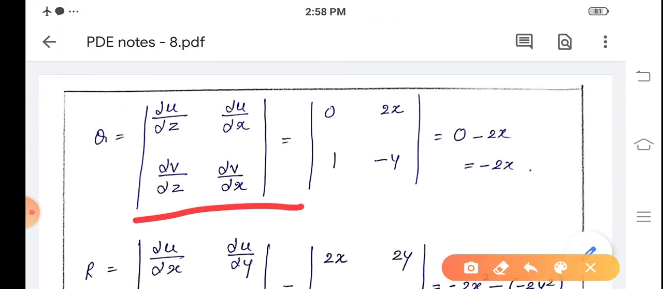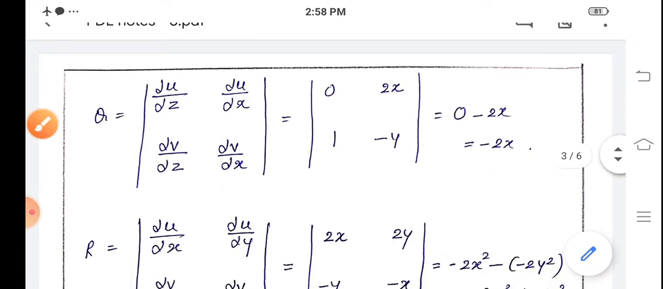Next, we are finding Q value. Q is given by determinant dou u by dou z, dou u by dou x, dou v by dou z, dou v by dou x. That is determinant 0, 2x, 1, minus y. That will be 0 into minus y minus 2x into 1. That is 0 minus 2x, or minus 2x.